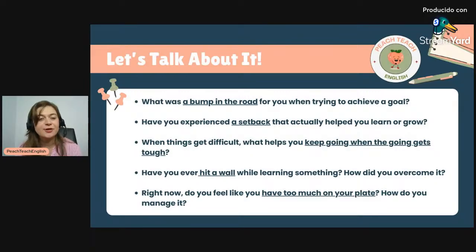Okay, let's go ahead and look at the next one. Have you experienced a setback that actually helped you learn or grow? So try to think of a setback that you faced and it helped you learn or grow.